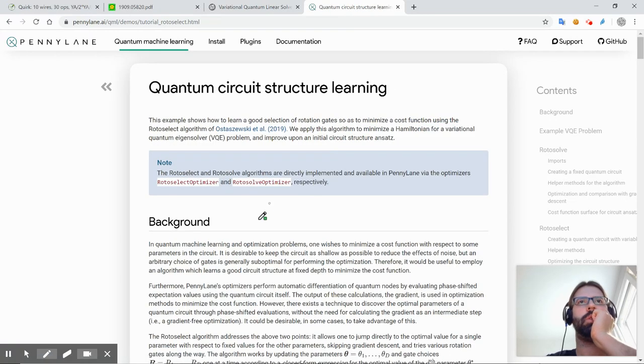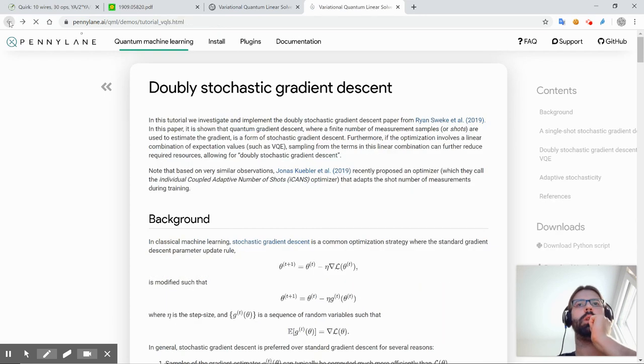Okay. What am I doing? I'm just clicking everywhere. Quantum machine learning. Okay.